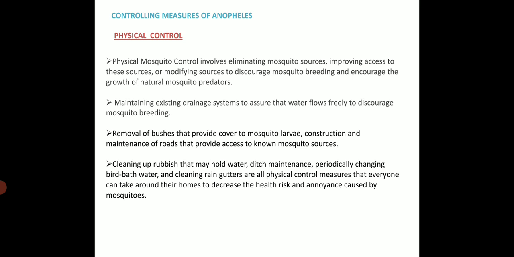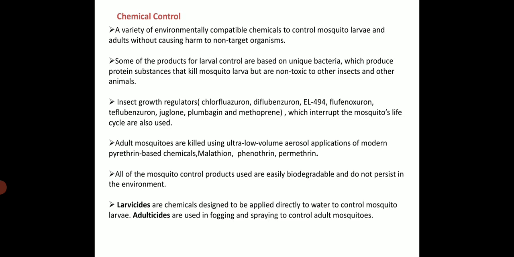Coming to chemical control, there is a variety of environmentally compatible chemicals to control mosquito larvae and adults without harming non-target organisms. Some of the products for larval control are based on unique bacteria which produce protein substances that kill mosquito larvae, but they are non-toxic to other insects and other animals.